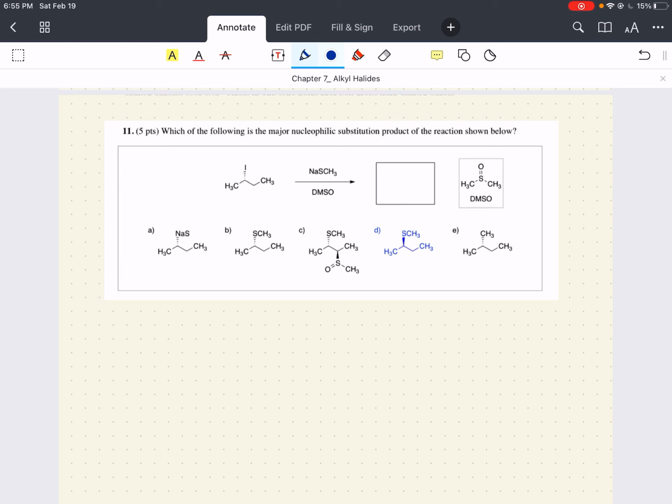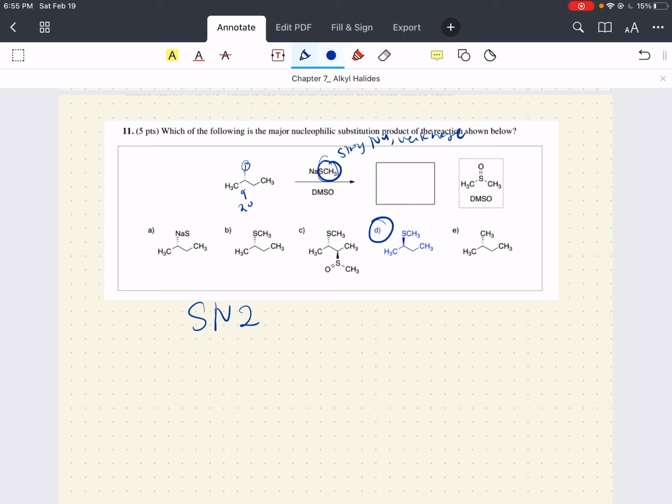Anyways, we have our alpha carbon. It's secondary. We have strong nucleophile, weak base. This is an SN2 reaction. So this is going to replace the iodine, and it's going to do inversion of configuration. So it's not going to be on a dash, it's going to be on a wedge. And so our product is D.